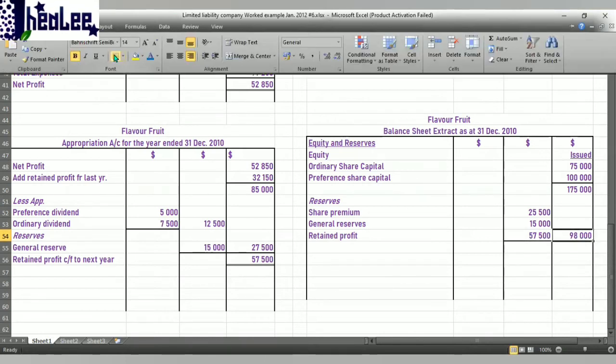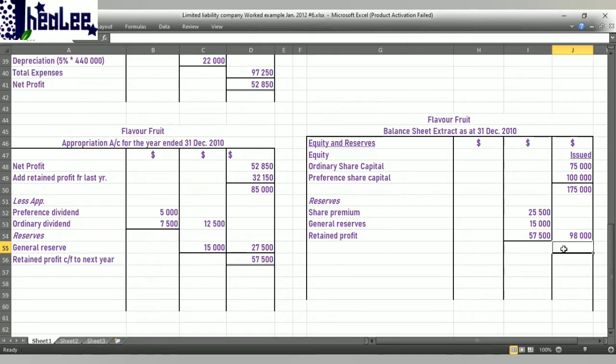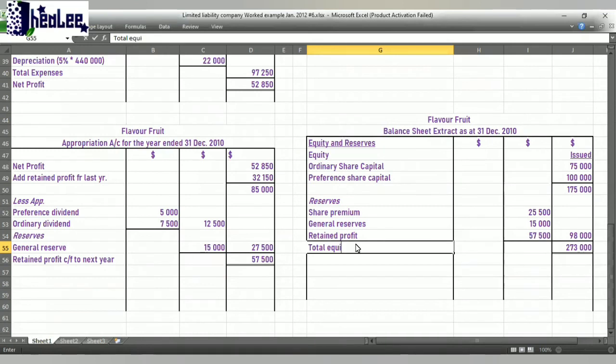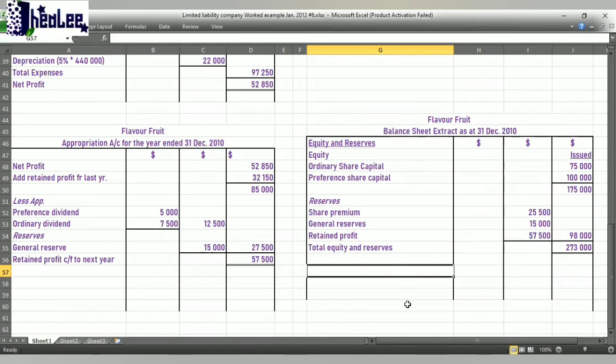What do we do with the reserves now that we have calculated that? You're going to add it to the 175,000 share capital, and we have a total of $273,000. Right? Now, you can refer to this as your total equity and reserves. So that is our lesson on the income statement and the balance sheet for a limited liability company. For this question, we did not do a full balance sheet. I will prepare one in another session.